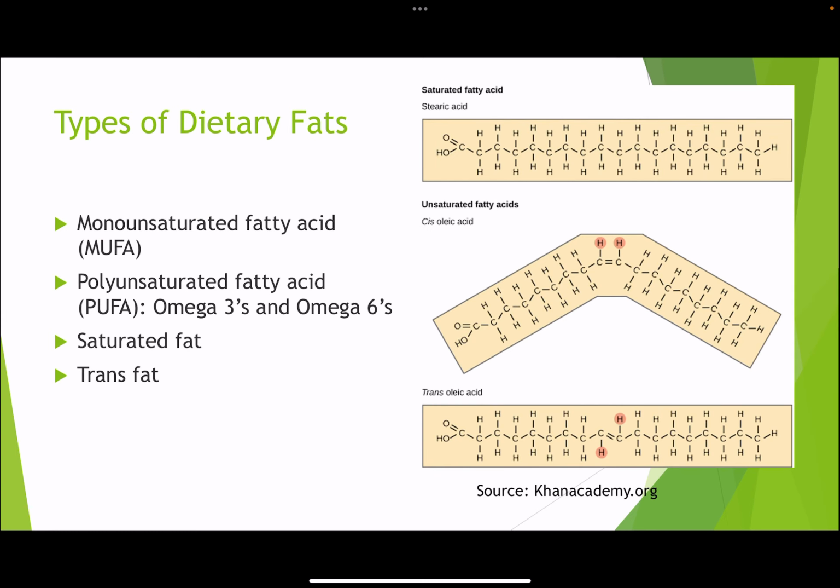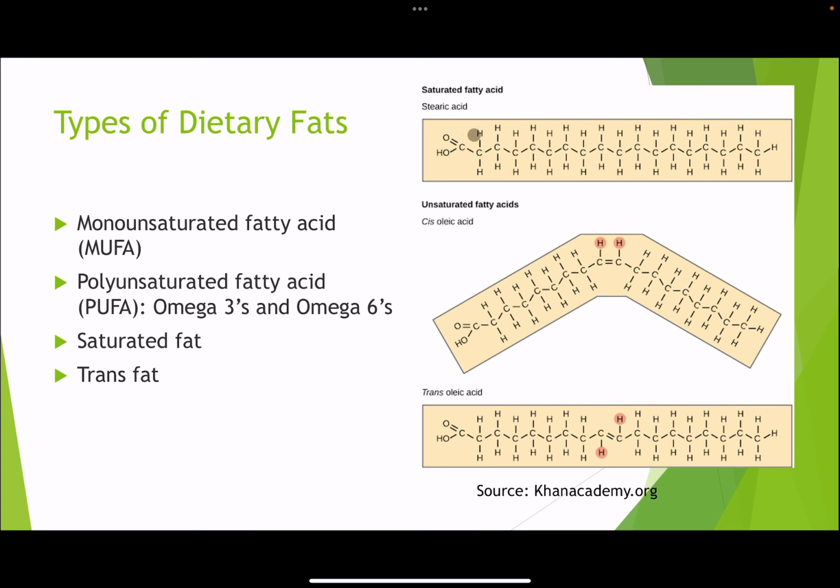The types of different dietary fats include monounsaturated fatty acids. You might hear them called MUFAs. Polyunsaturated fatty acids, you might hear those called PUFAs. These include omega-3s and omega-6s. And saturated fat and trans fat.